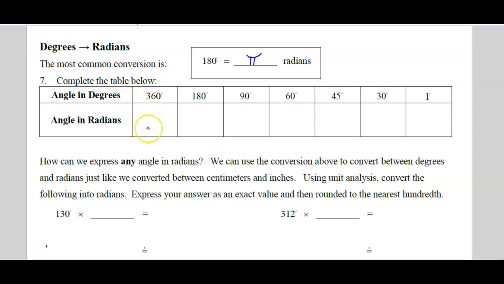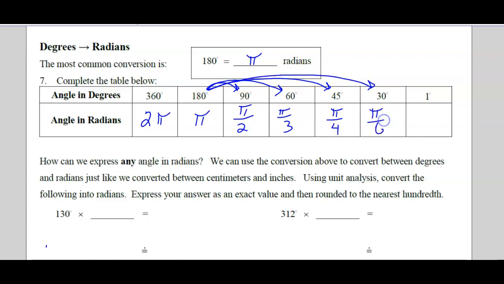So 360 in radians, remember, is 2 pi. 180 is pi. Think about how these compare. If I divide that by 2 to get 90, this will be pi over 2. If I divide 180 by 3 to get 60, this is pi over 3. 180 by 4 to get 45, that's pi over 4. 180 by 6 is going to be pi over 6. And 180 divided by 180 to get 1, so this is going to be pi over 180. Okay.